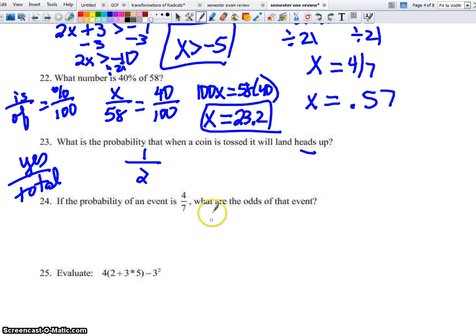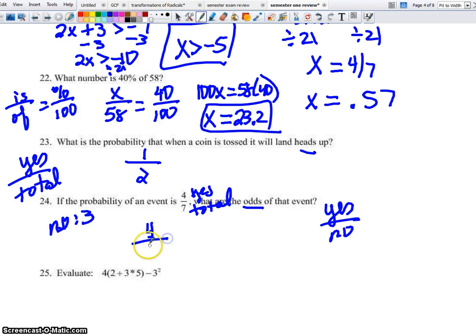If the probability of an event is 4/7, what are the odds? Well, odds are going to be yes over no. Remember, probability is yes over total. So if I have 4 yeses and 7 total, that means that my no must be 3. So my odds are 4/3.